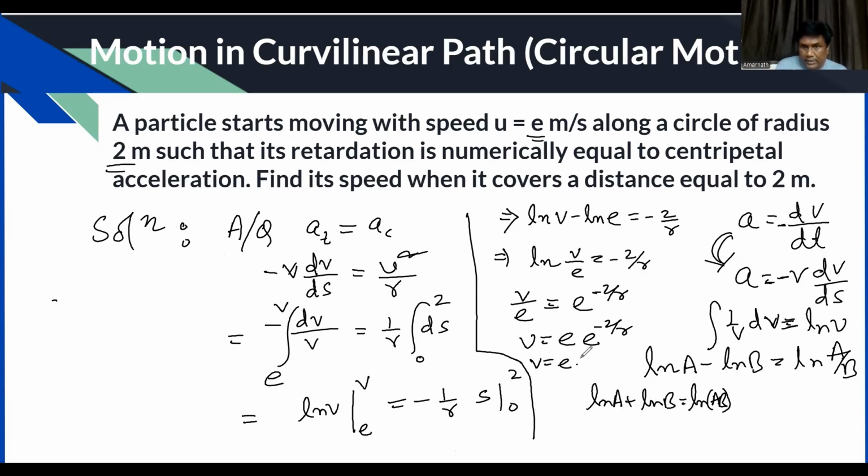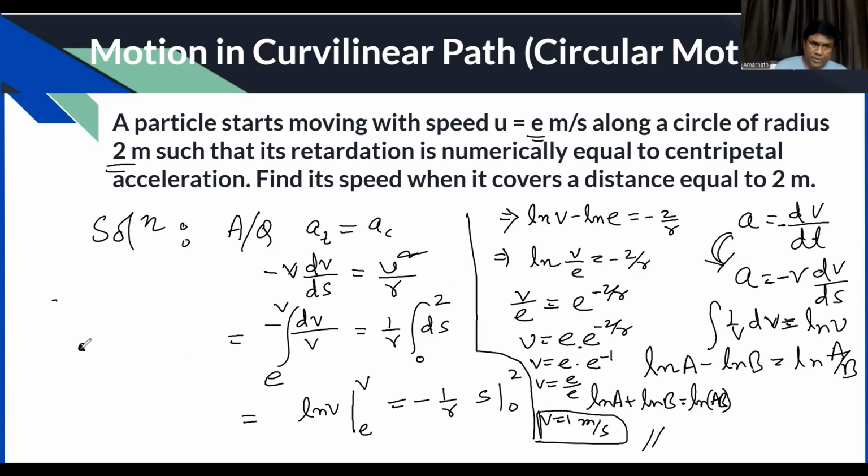It will be v equal to e into, so it will be e to the power minus 1. You see how? Because r is also 2, na? So 2 by 2 is 1 only. So it means v equal to e by e. So it means v equal to 1 meter per second. So this is the final answer.